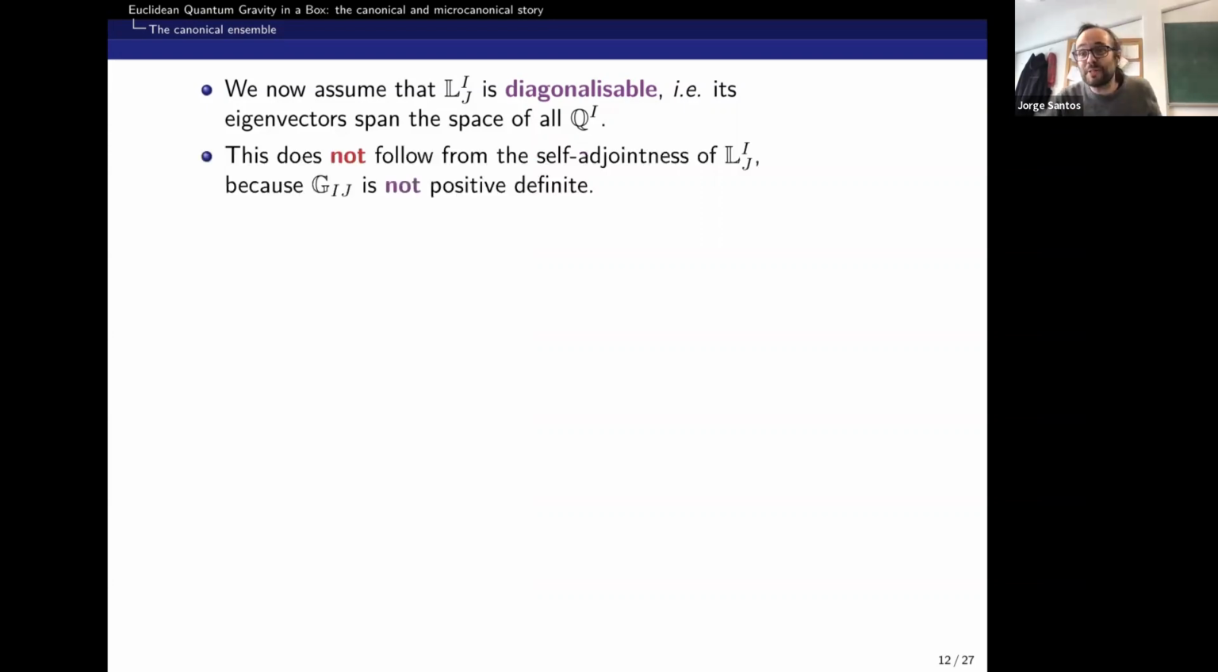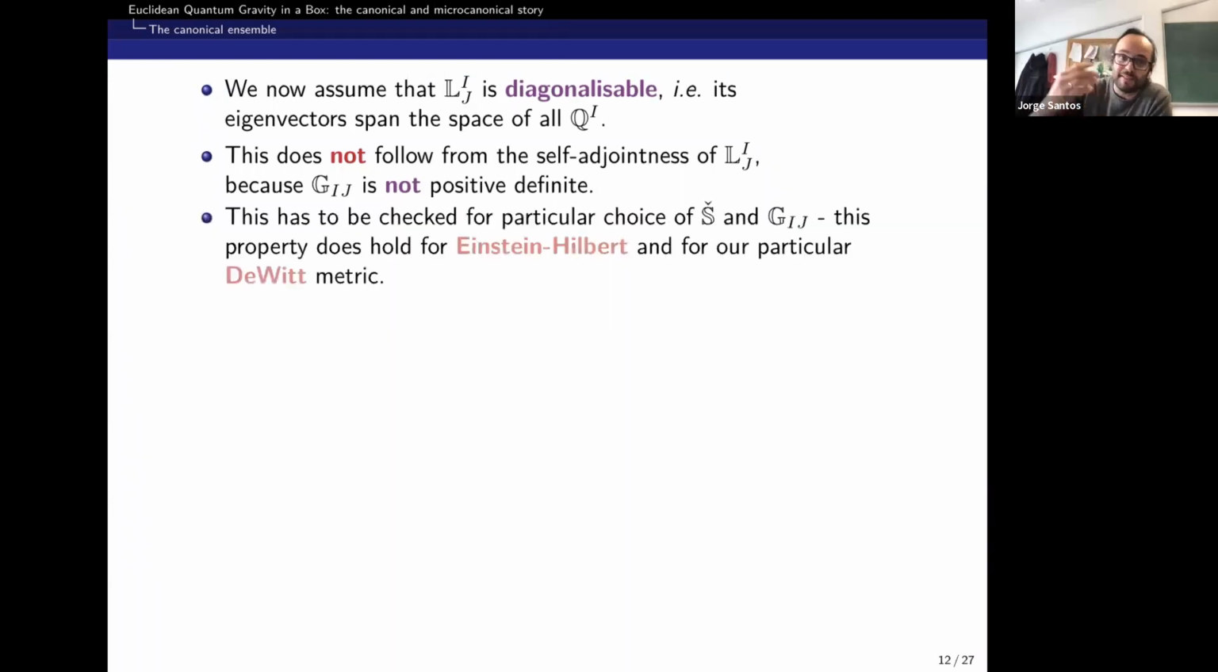But that's not true, because the metric that we chose is not positive definite. Because the metric is not positive definite, it's not true that self-adjointness is enough to show that this L is diagonalizable. It's just not enough. Except that the metrics that we tend to choose are positive definite, but this one just isn't. This is something that has to be checked. You construct this for a particular G, for a particular action, say the Einstein-Hilbert action, and check: is this diagonalizable or not? It turns out it is.